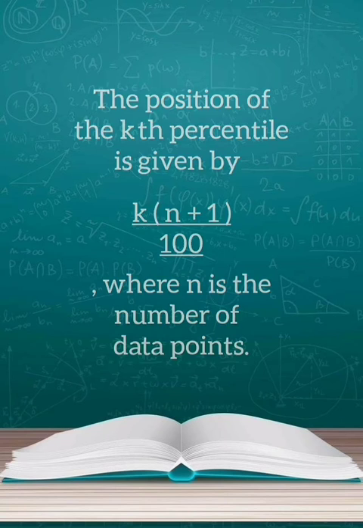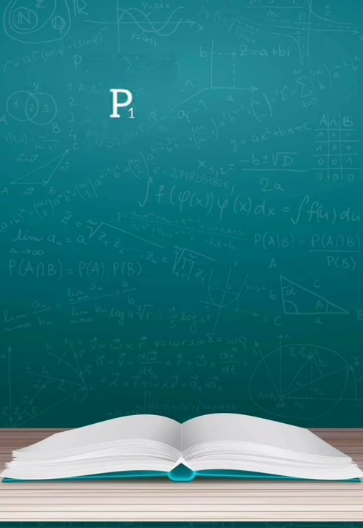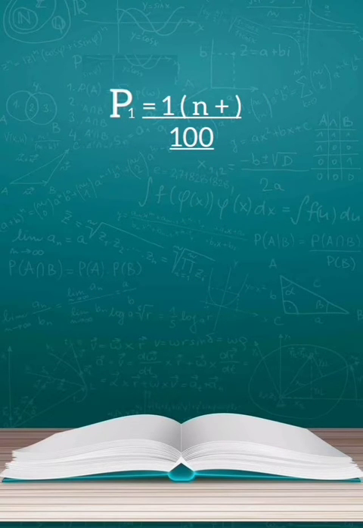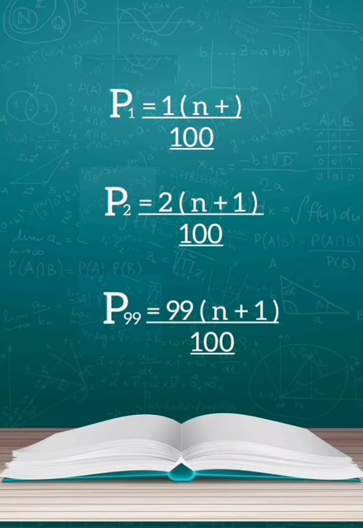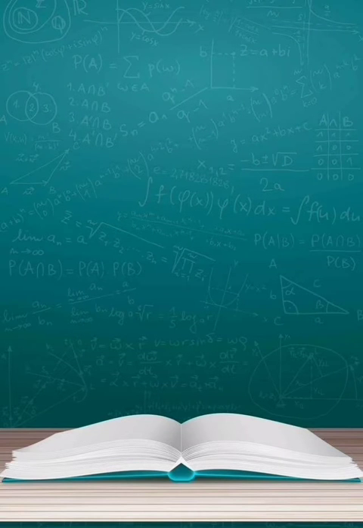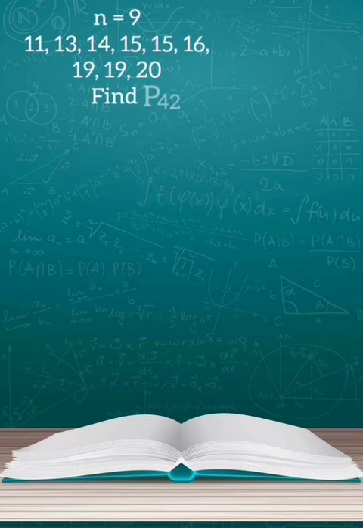In symbol, first percentile is equal to 1 times the quantity n plus 1 all over 100. Second percentile is equal to 2 times the quantity n plus 1 all over 100. And 99th percentile is equal to 99 times the quantity n plus 1 all over 100. For the example, we are going to use the same dataset. Find the 42nd percentile.